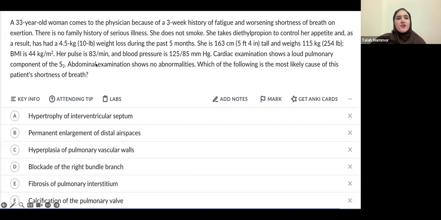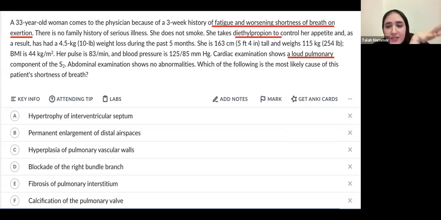Okay. A 33-year-old woman comes to the physician because of a three-week history of fatigue and shortness of breath. There is no family history of serious illness. She does not smoke. She takes diethylpropion to control her appetite. And she has a 4.5 kilogram weight loss during the past 5 months. She's 163 centimeters tall.